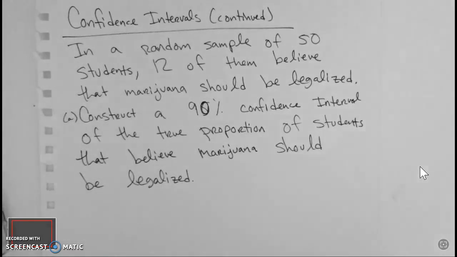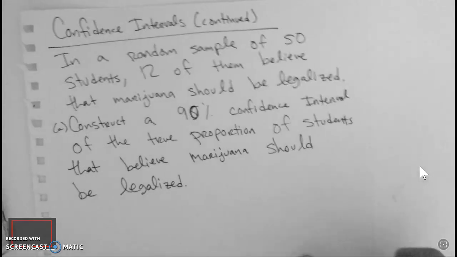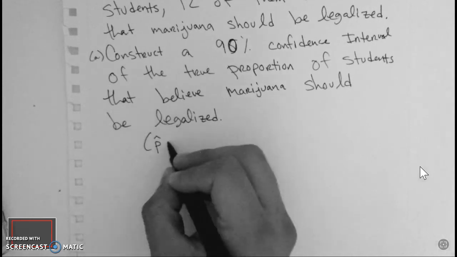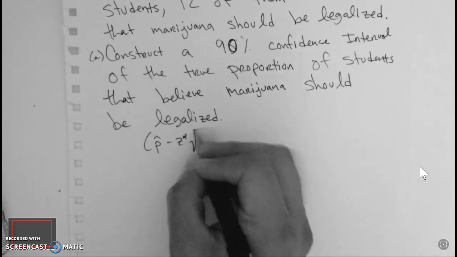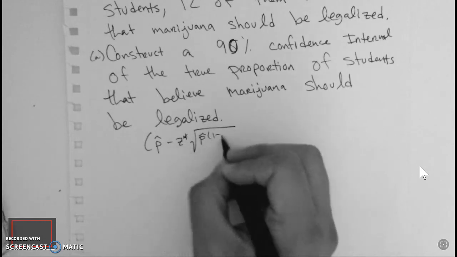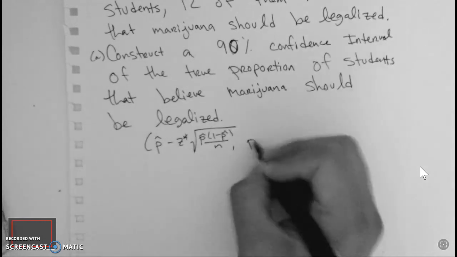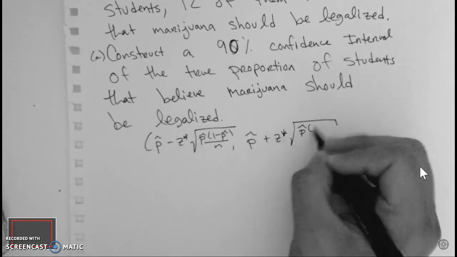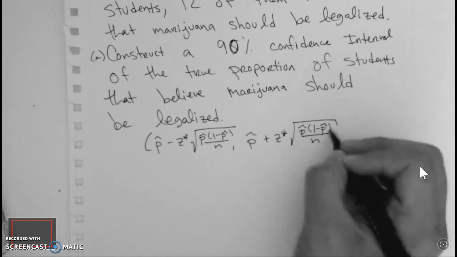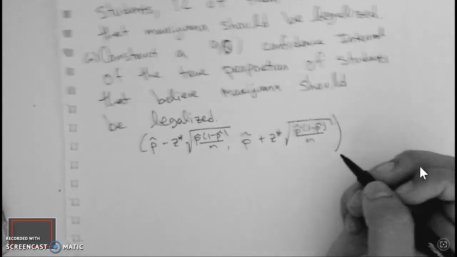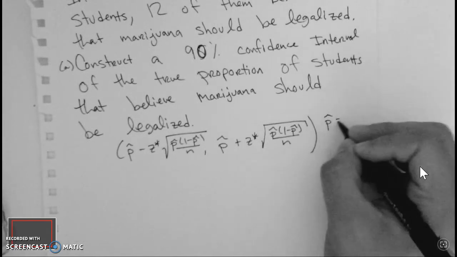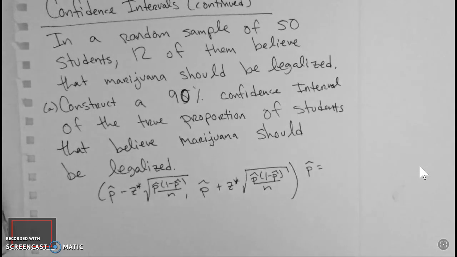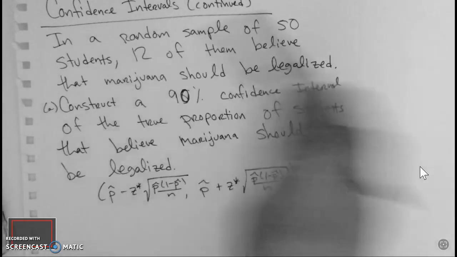So remember the formula in this case is still p hat minus z star square root of p hat (1 minus p hat) over n, and then p hat plus z star square root of p hat (1 minus p hat) over n. So this is what we had. In this case, what do we have? We know that p hat is going to be equal to what? They don't give us a percentage here, but it comes from the sample, which in this case is 12 over 50.